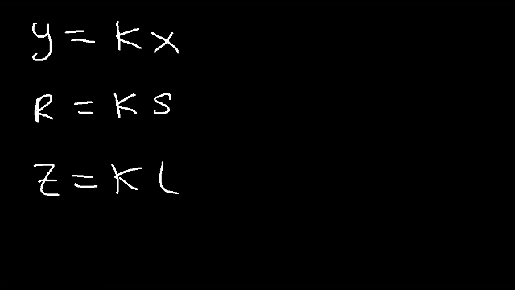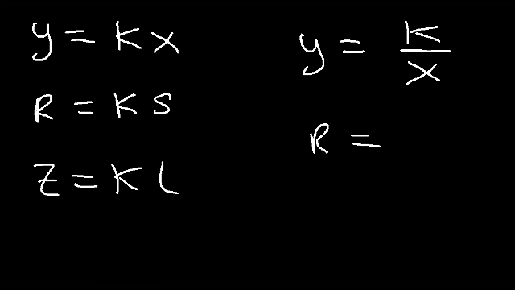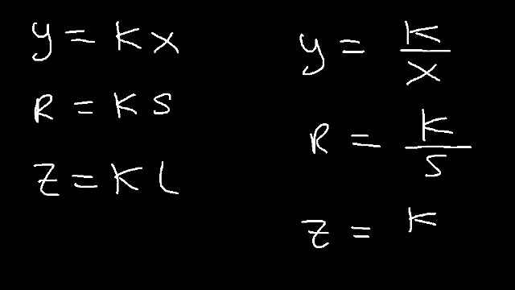So you can see a pattern here. That's direct variation. Inverse, let's say if y varies inversely with x, y is going to be k divided by x. If r varies inversely with s, r is equal to k over s. If z varies inversely with L, z is equal to k divided by L.